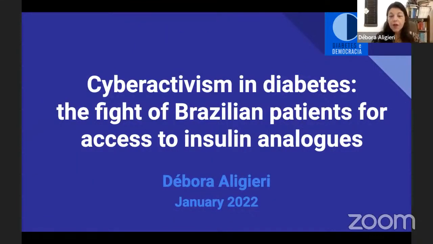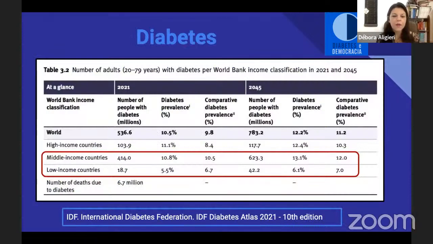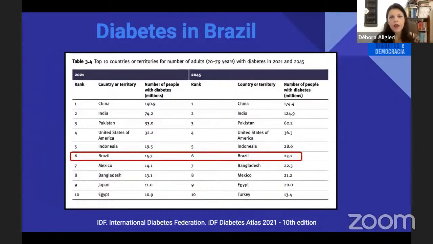Diabetes is a chronic condition that occurs when the body can't produce or can't properly use the hormone insulin. The International Diabetes Federation estimates that we now have almost 537 million people living with diabetes in the world, and this number is increasing, especially in middle and low income countries. Here in Brazil, we are in 6th position in number of people with diabetes. We have almost 60 million people living with diabetes.